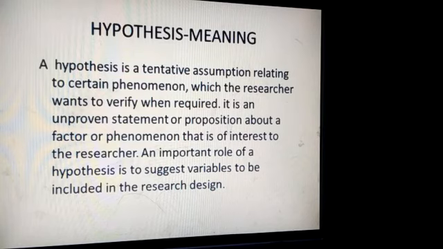Then the stage of hypothesis comes. You know what a hypothesis is? A hypothesis is formulating something out of your observation. A hypothesis is a tentative assumption related to certain phenomena which the researcher wants to verify when required. It is an unproven statement or position about the factor or phenomena that is of interest to the researcher. An important role of a hypothesis is to suggest variables to be included in the research design or not.